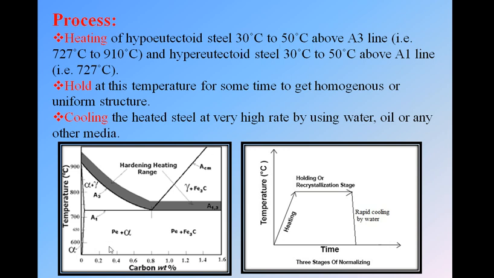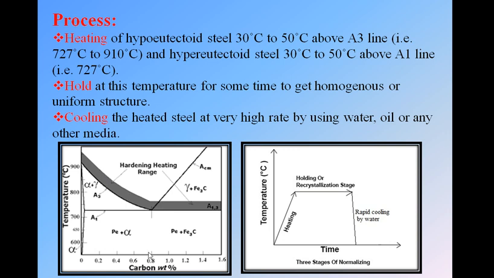That is from 0 to 0.8, this is a low and medium alloy steel. We can heat this steel above this A3, and this dark zone will be the hardening heating range, or we can say hardening temperature zone. For 0.6% carbon we can heat the steel at this zone. For 0.2% carbon we can heat in this zone. So this will be the zone for temperatures.